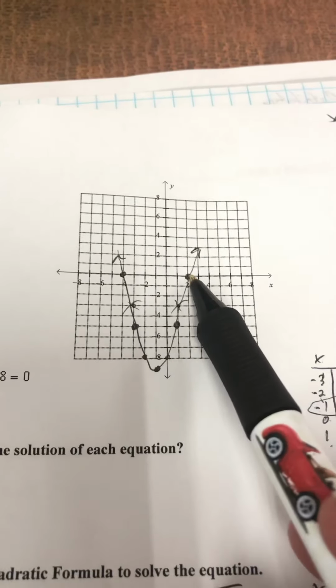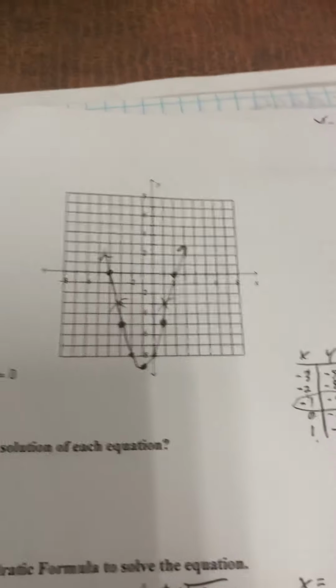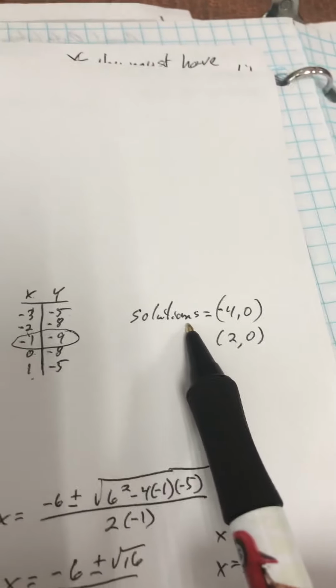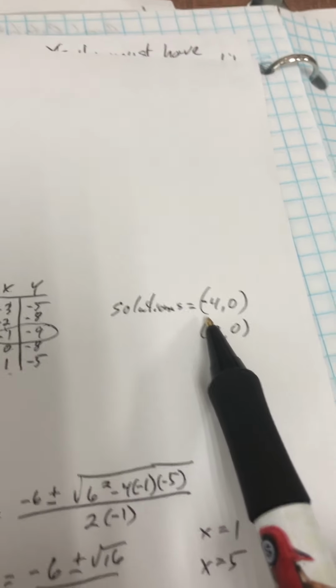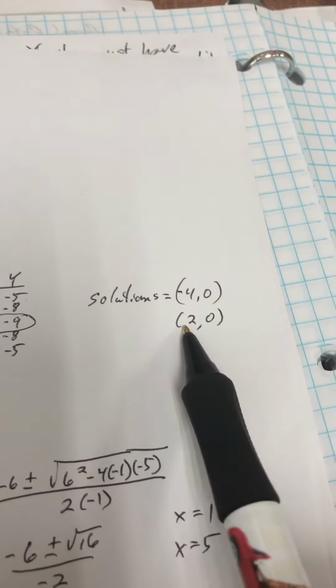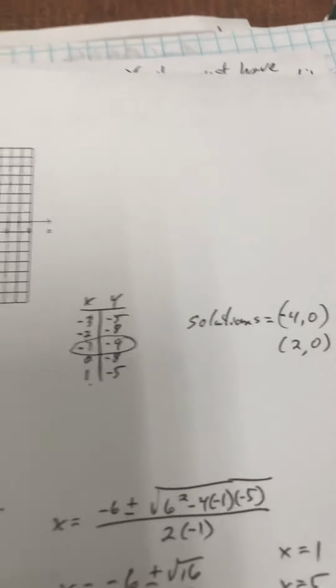And I continued up to where I got solutions, because she said something about solutions. So that would be where the intercepts are, the x-intercepts. So (negative 4, 0) and (2, 0) would be for number 17.